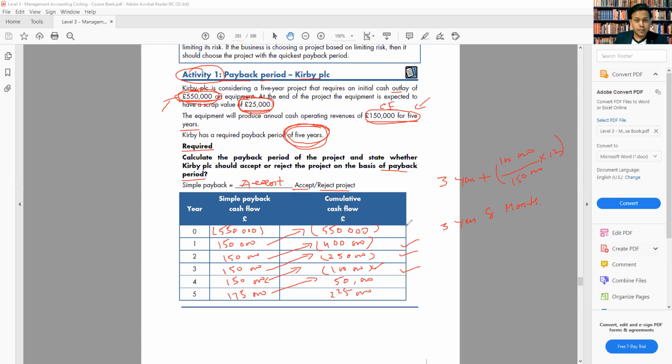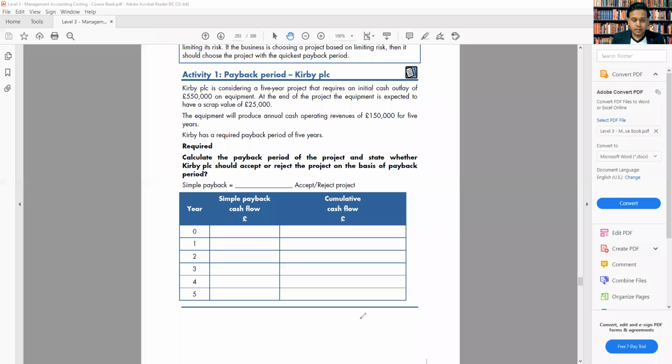Do you have any question from here? Anyone have any question from the payback period? All right. So if you have no question, then we can move to the next one, but maybe you can take a break because this is the last chapter we're doing. So let's take a break and we'll come back at 8 o'clock and we'll do the rest of the chapter.